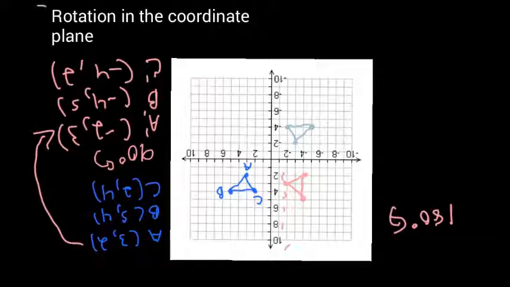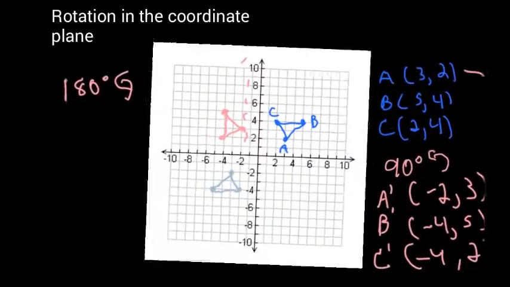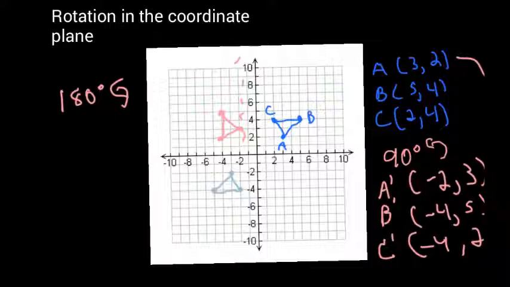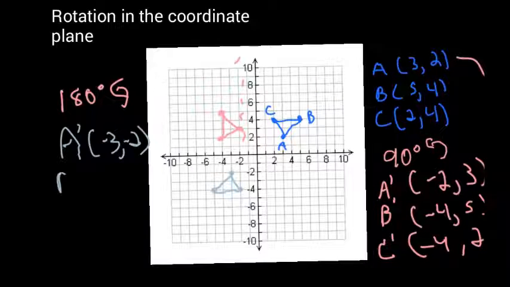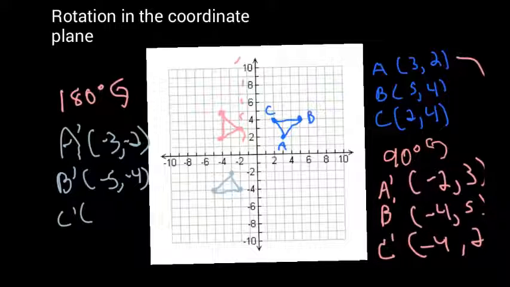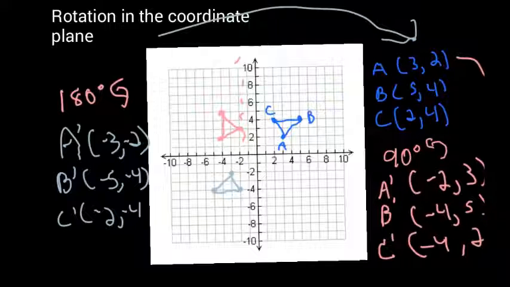So rotate this back around. And so our values there would be: A would be (-3, -2), B would be (-5, -4), and C would be (-2, -4). So if you compare that to our original one, A was (3, 2). Those numbers stay in the same order, they just become opposites. So with a 180-degree rotation, all your numbers are going to stay the same, they just become their opposites.